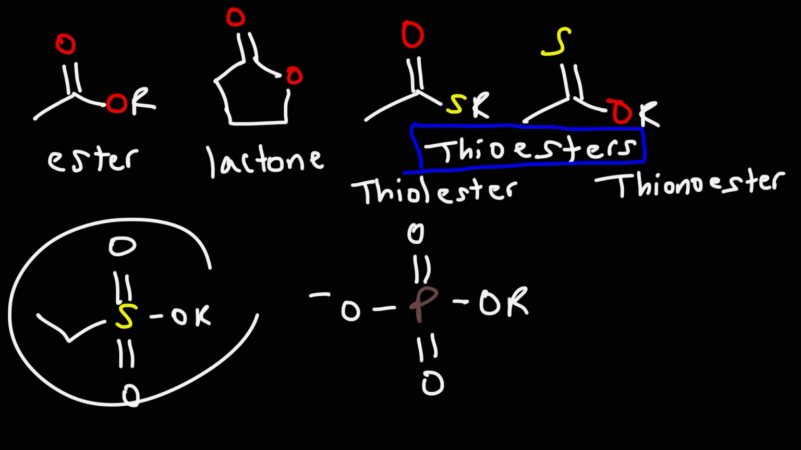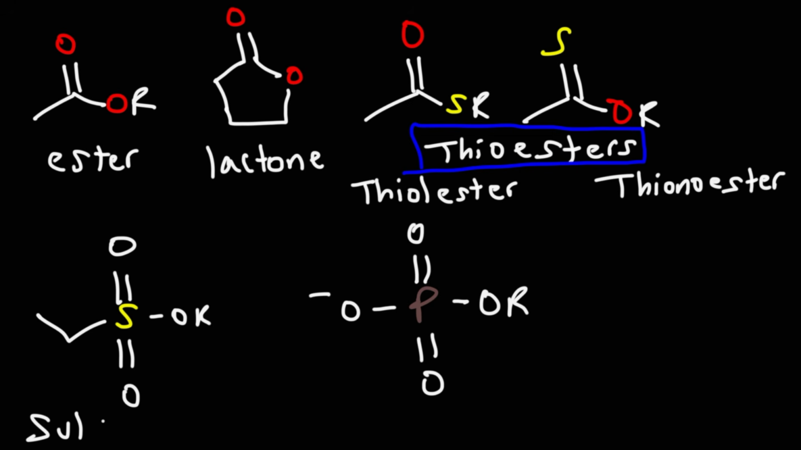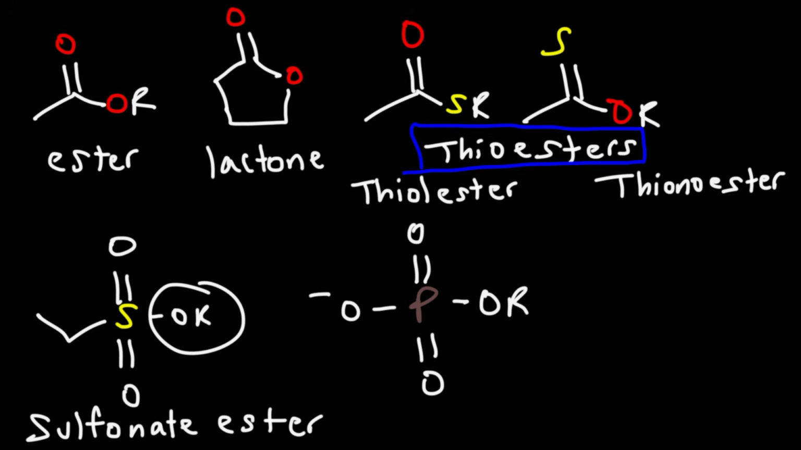Now, what do you think this is? Because we're talking about esters, you know it's a type of ester. This is a sulfonate ester. Remember, if we replace the OR with an OH group, it becomes a sulfonic acid. So switching the OH with an OR group, it becomes a sulfonate ester. On the right, what we have here is called a phosphoester.